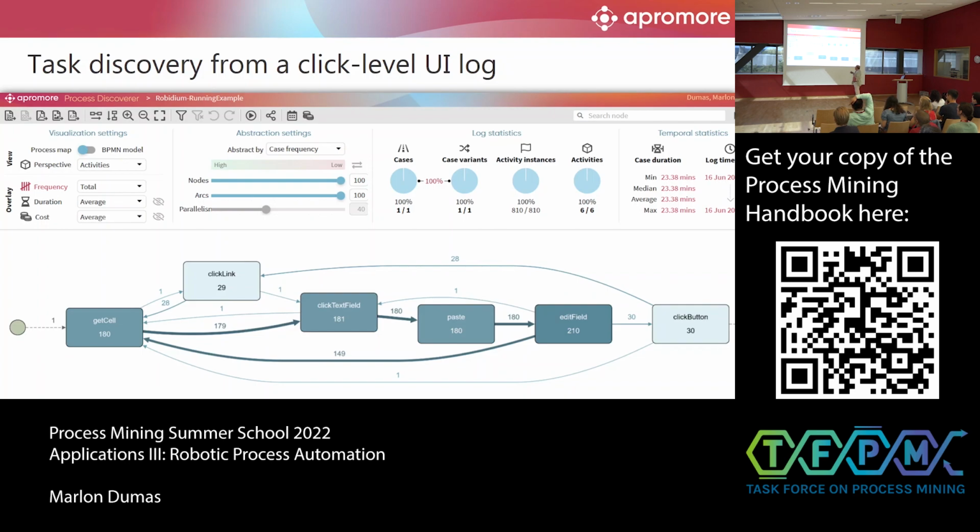an instance of one task performed by a person, and this is at the level where the activity label is the action, like get cell, click text field, paste, edit field, click button. This is the execution of one relatively complex, mid-complexity task in a real-world setting. And it has 810 steps. Gosh, that we click so much. Who clicked that much to perform one task? But actually, in real life, it's not a big deal. I think I clicked more to prepare my slides yesterday.